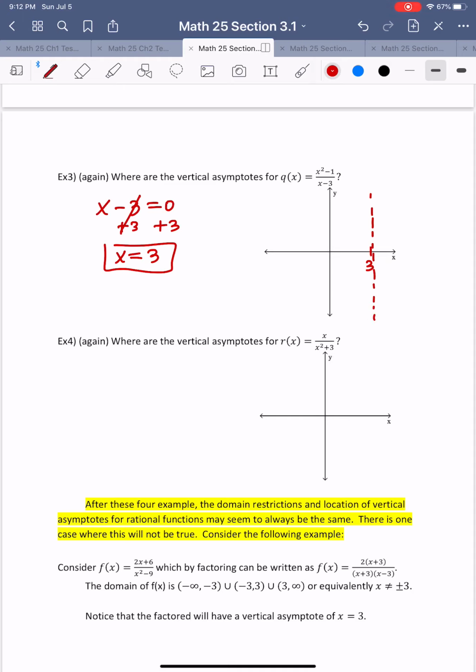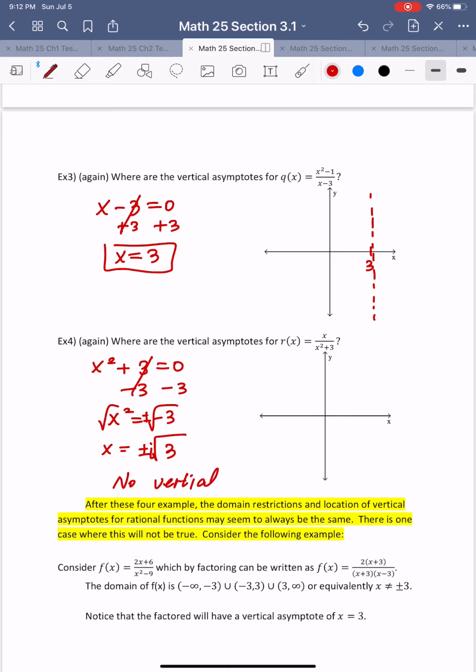Example 4. Where is the vertical asymptote for r of x? Set x squared plus 3 equal to 0. So x squared equals negative 3, x equals plus or minus the square root of negative 3, and there comes i, which is not a real number, which means you can't find the i number on the x-axis. So this time there is no vertical asymptote.